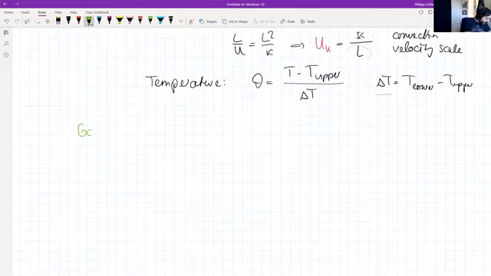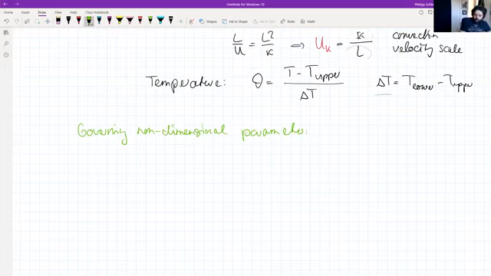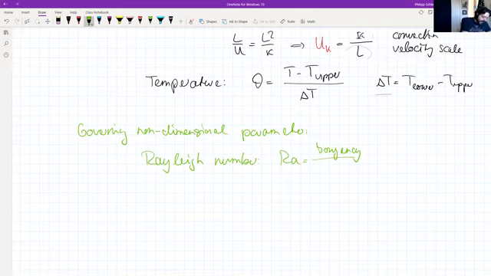So the governing non-dimensional parameter will then become the so-called Rayleigh number. The Rayleigh number is nothing else than trying to characterize, in this case, the effect of buoyancy divided by the viscous forces.